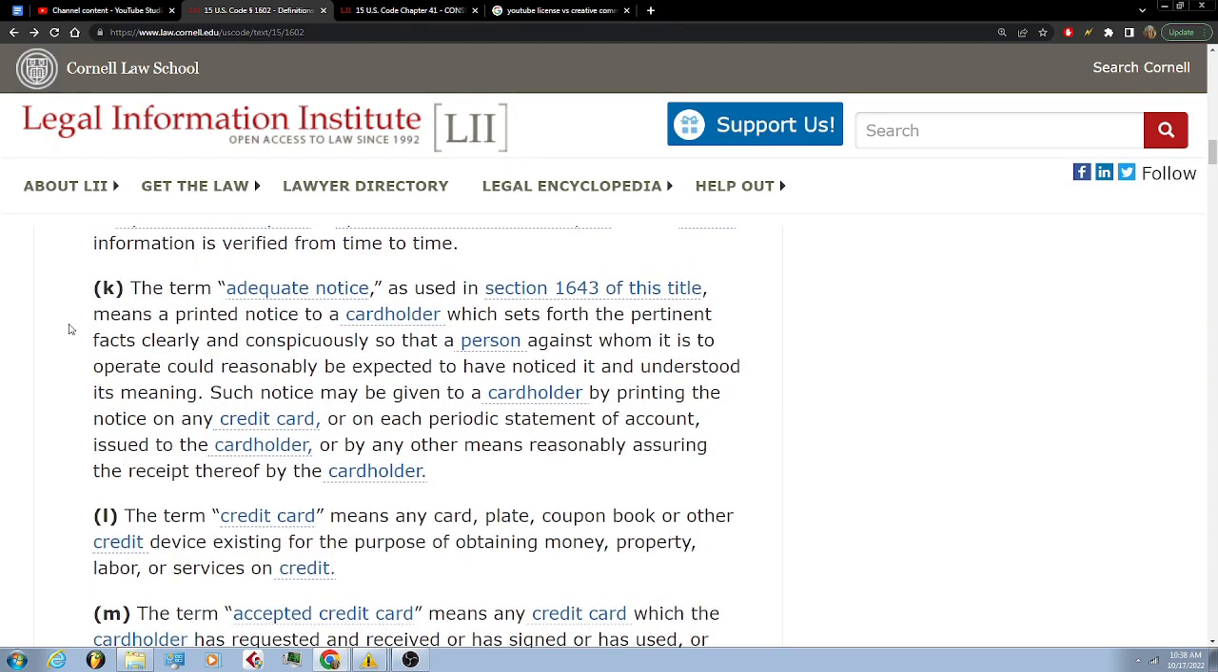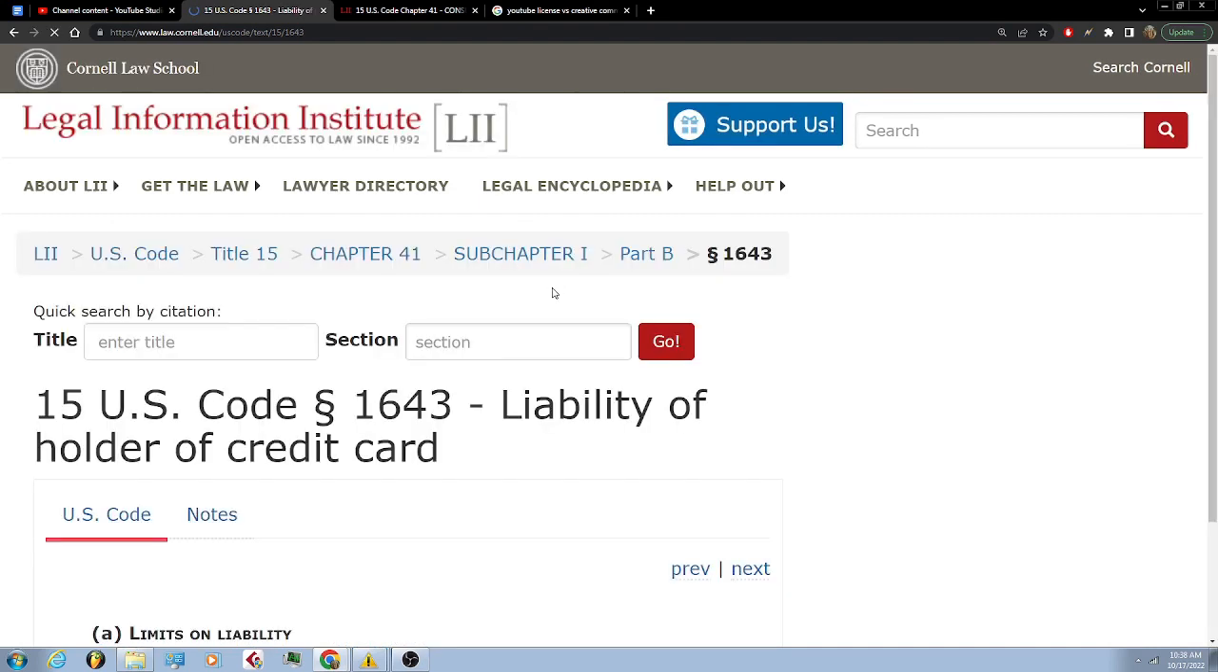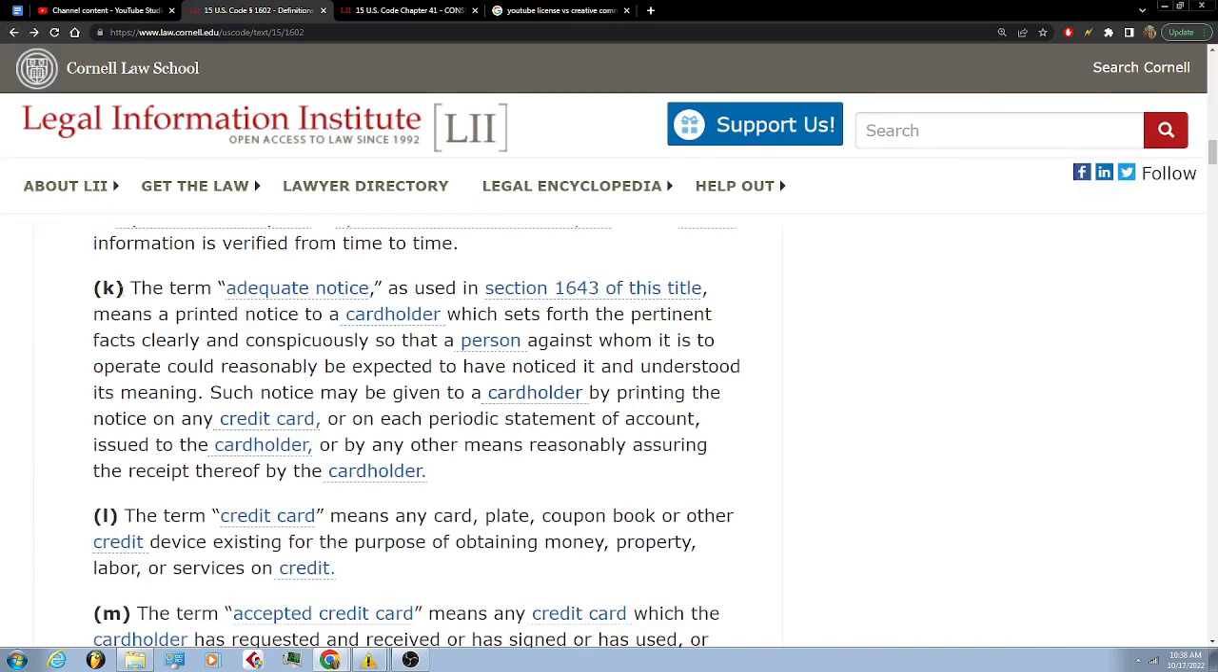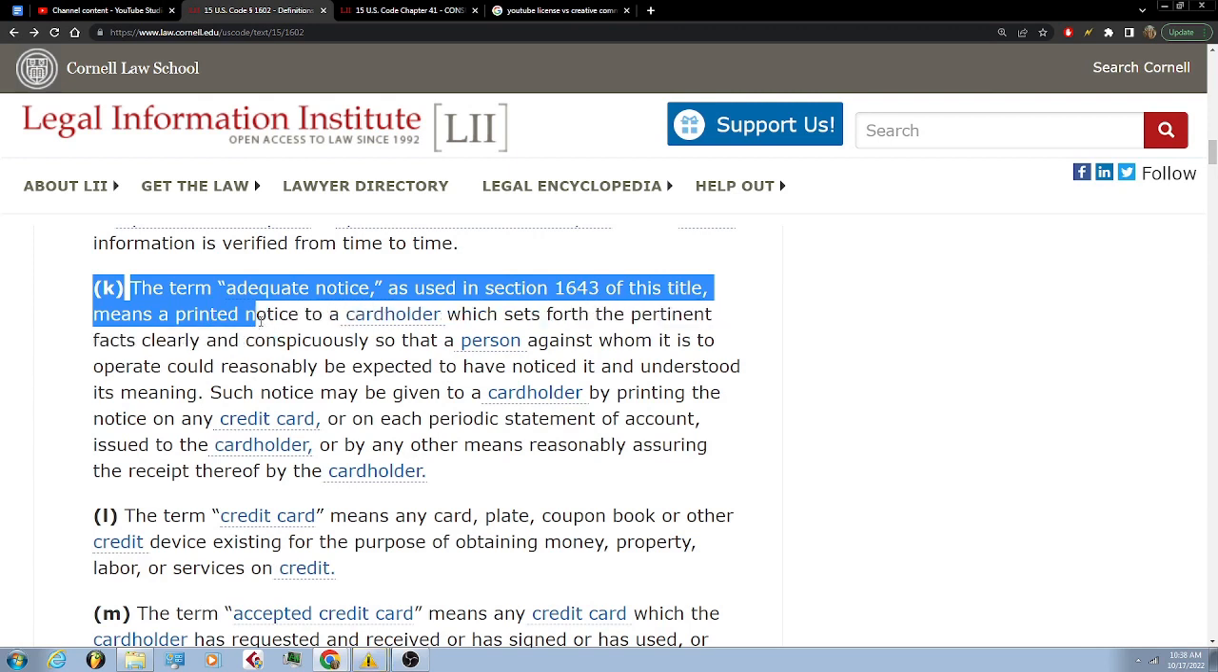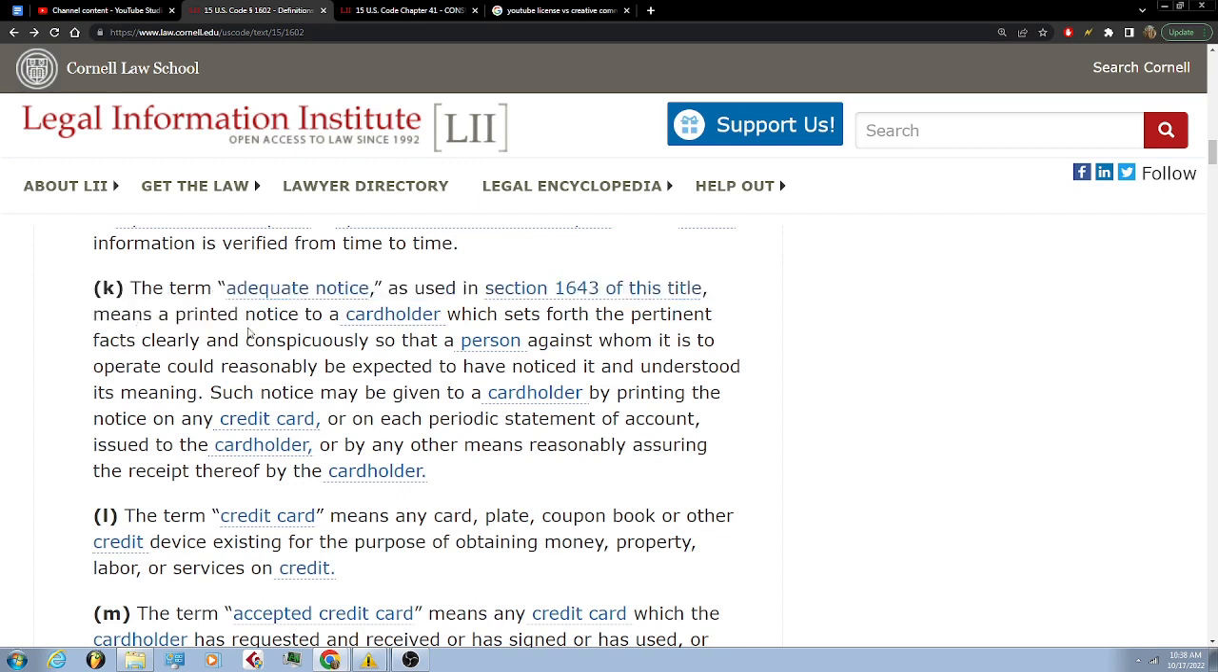The term adequate notice, as used in section 1643 of this title, means a printed notice to a cardholder which sets forth the pertinent facts clearly and conspicuously so that a person against whom it is to operate could reasonably be expected to have noticed it and understood its meaning. Such notice may be given to a cardholder by printing the notice on any credit card or on each periodic statement of account issued to the cardholder, or by any other means reasonably assuring the receipt thereof by the cardholder.